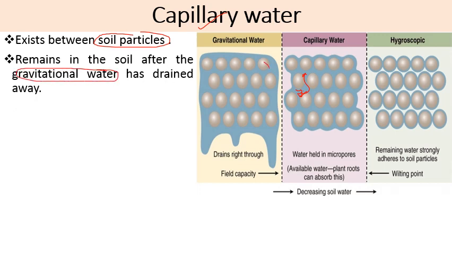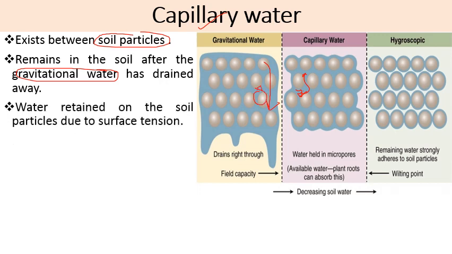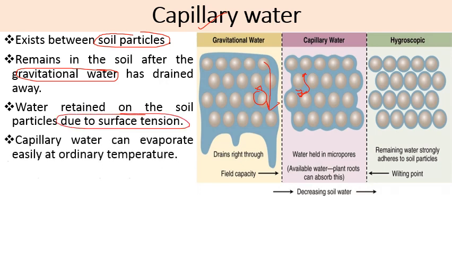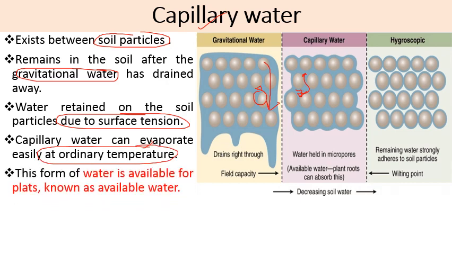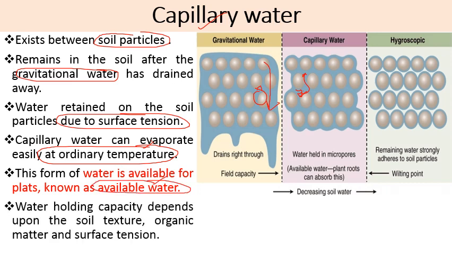The water that the soil particles hold after the gravitational water has moved away is called capillary water, and this water is retained on the soil particle due to surface tension. Capillary water can evaporate easily at ordinary temperature. This form of water is available for the plants and is known as available water. So water holding capacity depends upon the soil texture, organic matter and surface tension. These are the factors responsible for water holding capacity, that is soil texture, organic matter and surface tension, and this is the form of water which is available for the plants.